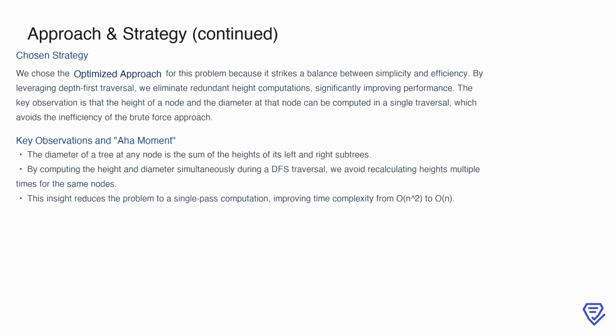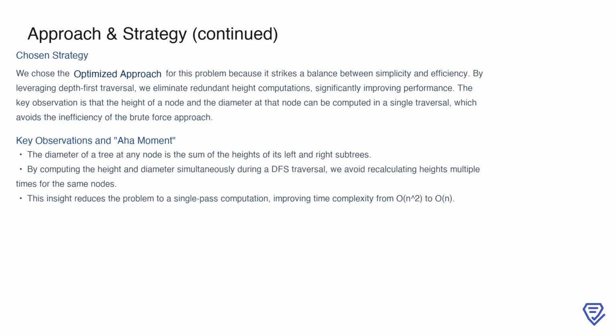In this problem, we select the optimized approach because it provides the best balance between simplicity and efficiency. By using a depth-first traversal, we eliminate the redundant height calculations that make the brute force method inefficient. A key insight here is that for any node, the diameter can be calculated as the sum of the heights of its left and right subtrees. Since both height and diameter can be computed during the same traversal, we avoid the need for multiple passes over the same nodes. This results in a significant improvement in performance, reducing the time complexity from n squared to n.